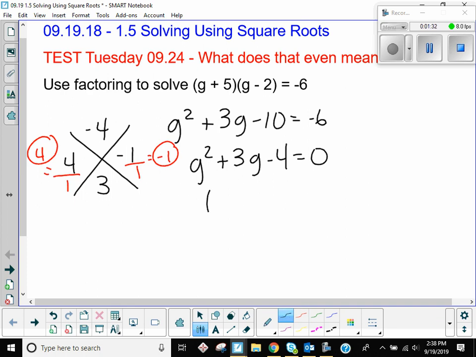So then that gives me these factors, g plus 4, g minus 1 equals 0. We set that one equal to 0. We set that one equal to 0 and solve it. It's basically just an insider's lie shortcut right here. So it's negative 4 and positive 1.